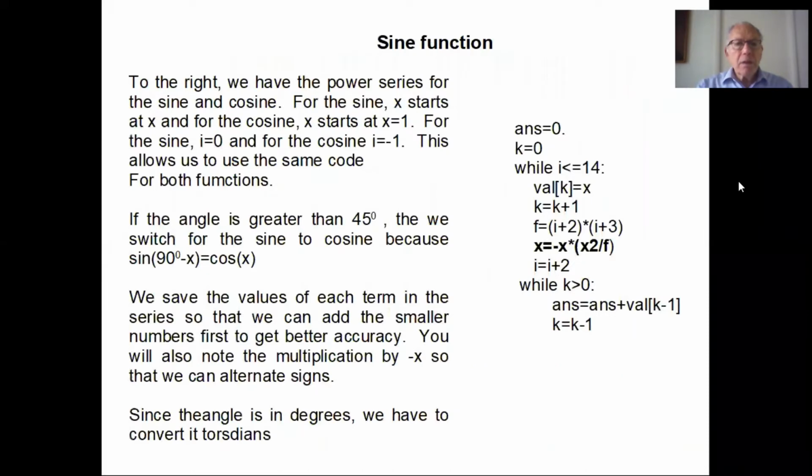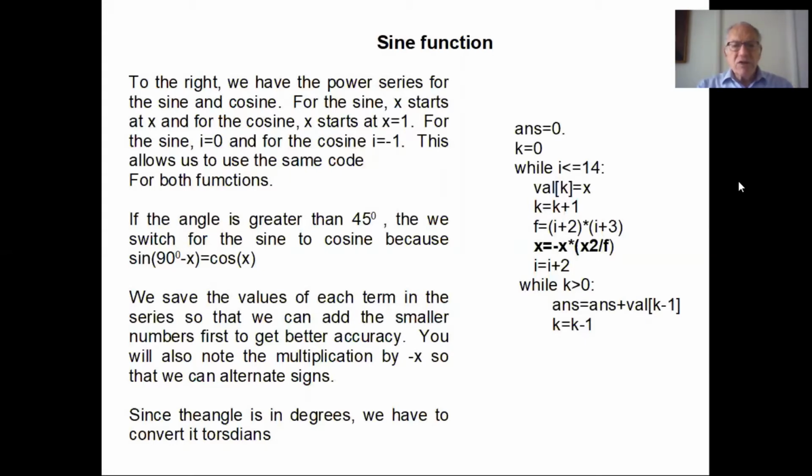below. To the right, we have the power series for the sine and cosine. For the sine, x starts at x, and for cosine, x starts at x equal 1. For the sine, i equals 0, and for the cosine, i equals -1. This allows us to use the same code for both functions. If the angle is greater than 45 degrees, then we switch from the sine to the cosine because the sine of 90 degrees minus x is equal to cosine of x.